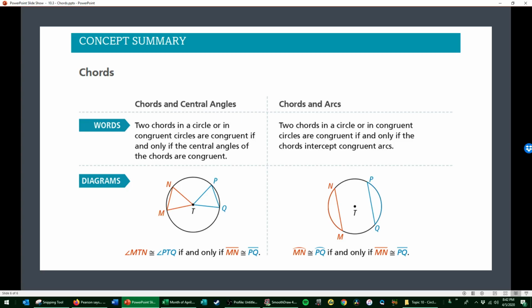Here's our concept summary. I have 2 of your homework problems to go back to on Smooth Draw to go over. Go ahead and pause the video here. Usually I'd ask you to pause the video a few more times, but this really is a quick, easy one to get over. So let's switch over now.